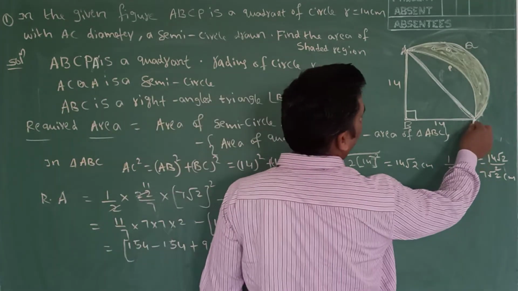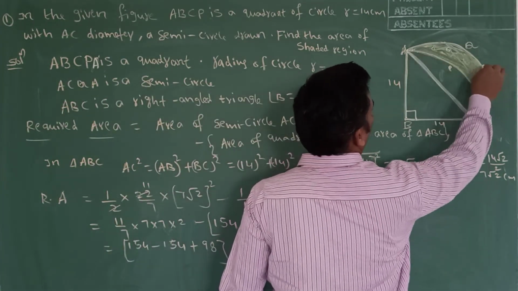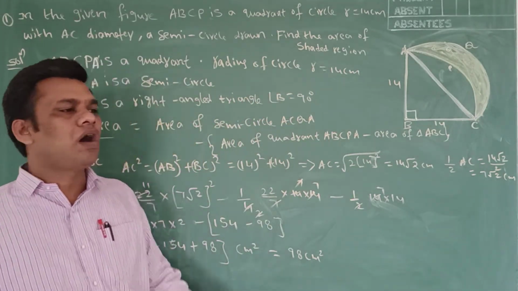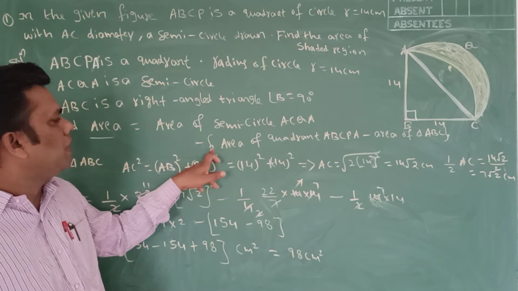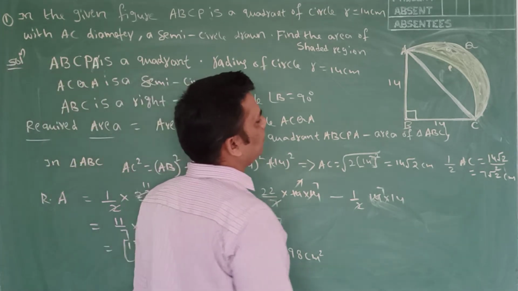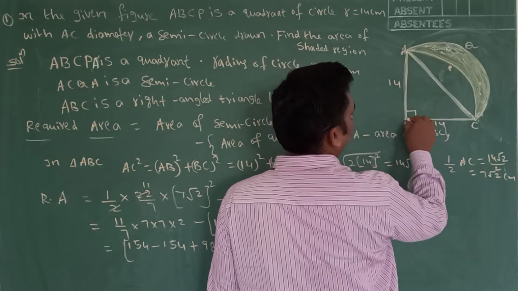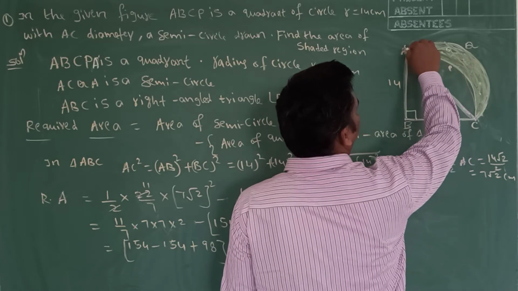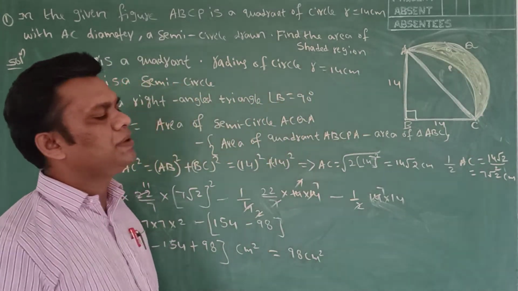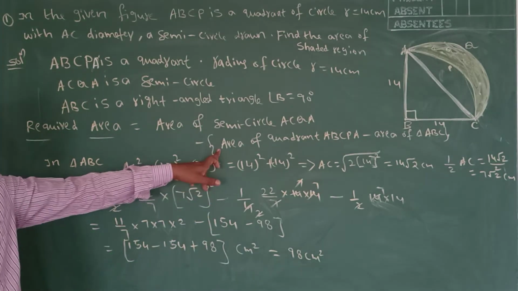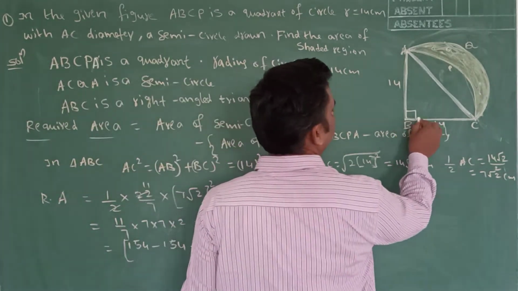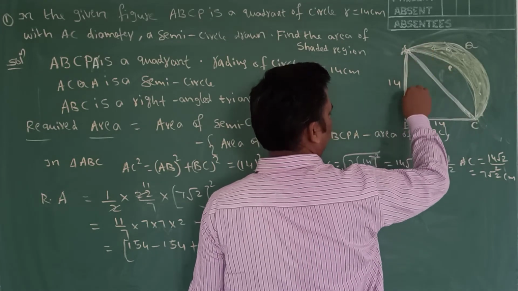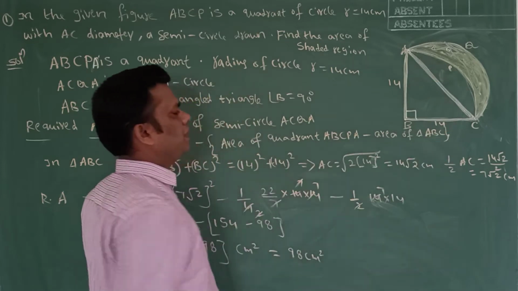Area of semicircle ACQA is half of the circle, and we know the circle area is pi r square, so half pi r square. Next, minus the area of quadrant ABCPA, minus the area of triangle ABC.